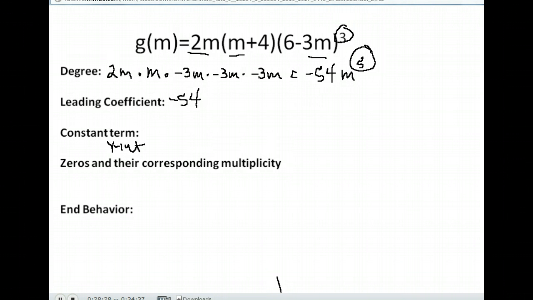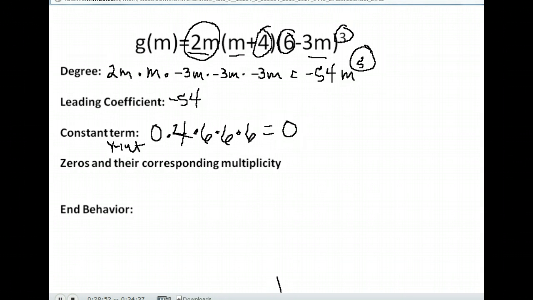Okay, now we're going to look for the constant term, and remember, for the constant term, you multiply the constant from each section. Well, notice this first section here, the 2m, doesn't have a constant. It's 2 times m. So it would be 0. And in the next one, we'd have a 4. The constant's the one without a letter. And the last one, we have a 6, 3 times. But multiplying by 0, we're going to end up with just 0 for our constant. So our y-intercept is going to be at 0.